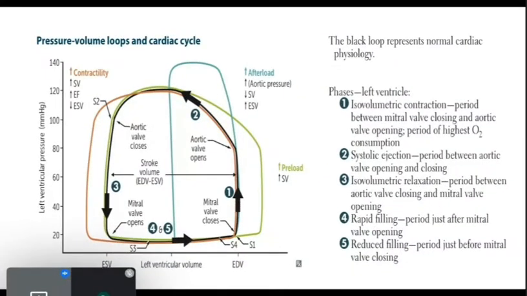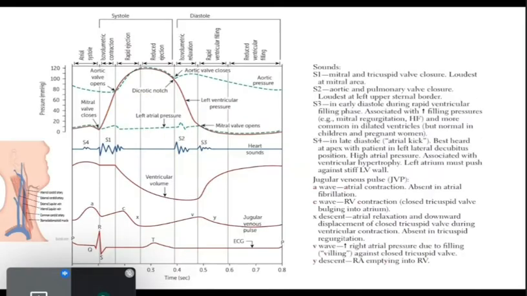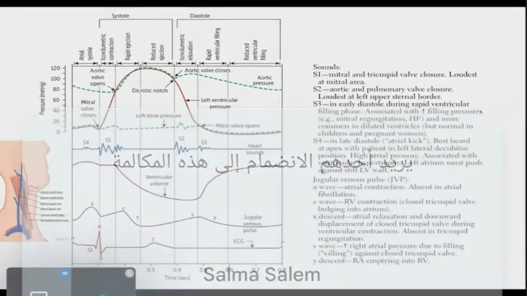We have been talking about the normal cardiac cycle and what happens, and the pressure-volume loops in the cardiac cycle. We know that it has 5 phases. Now today we want to talk about the sounds of the heart, and when they occur.